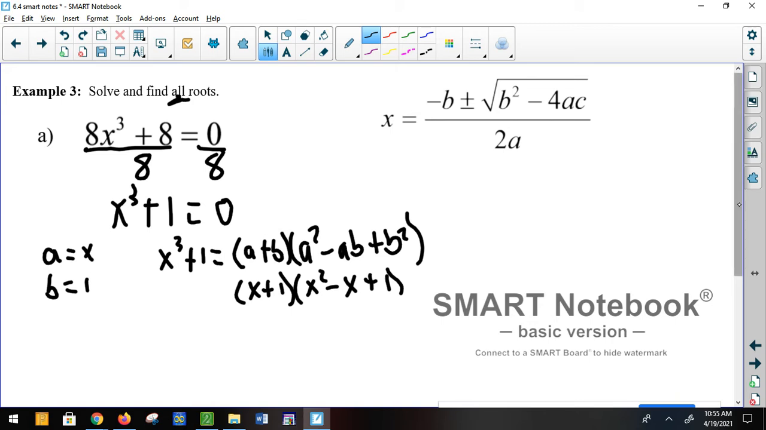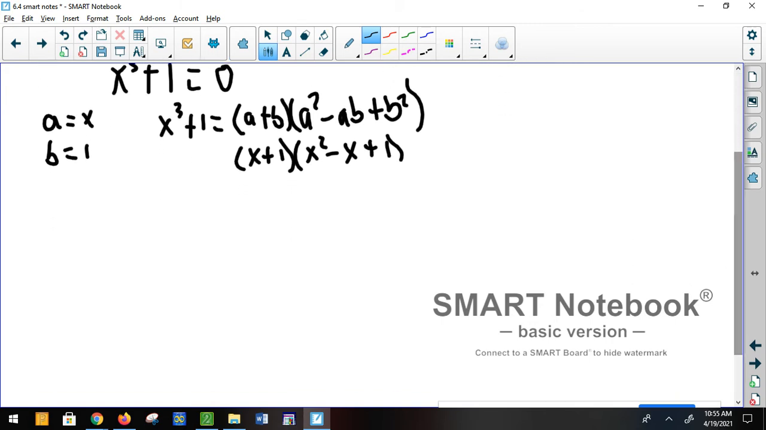Now that you have the factors, we're going to set the factors equal to 0, just like we did last chapter. All right, so I'm just going to draw a line. We've got x plus 1 is 0. Subtract 1, you get x is equal to negative 1. That's one of the solutions. However, we need to solve x squared minus x plus 1. There's going to be 2 more solutions we get from there.